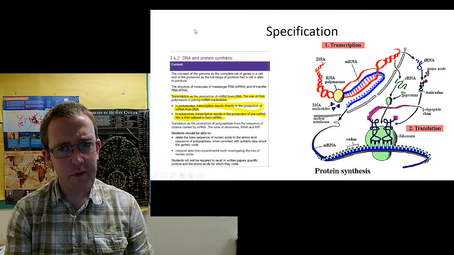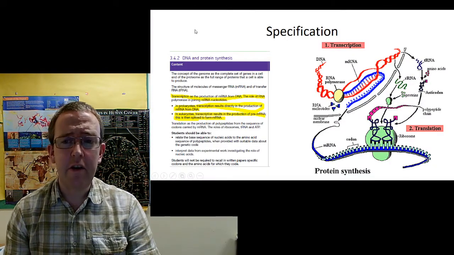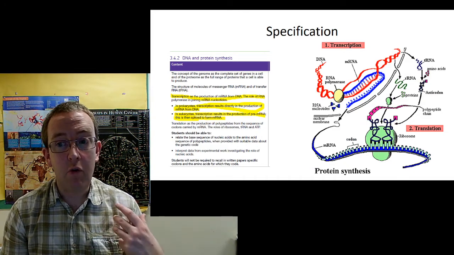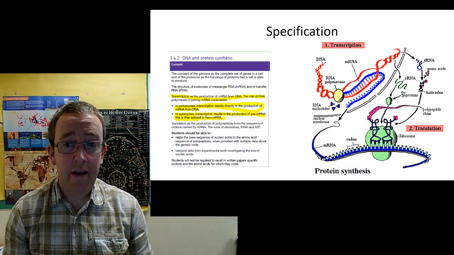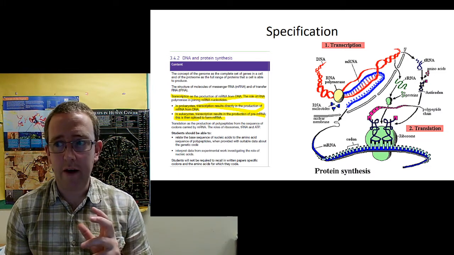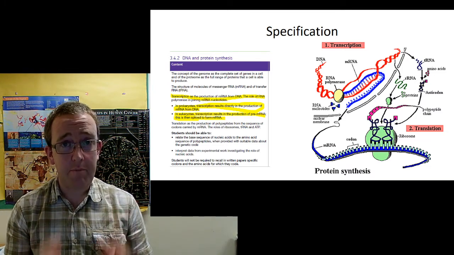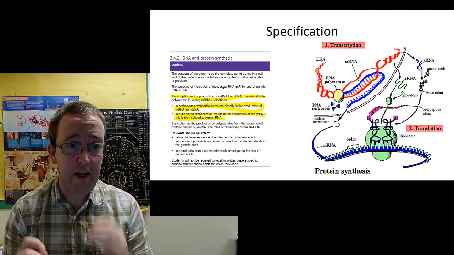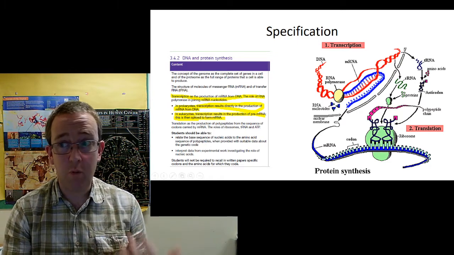Okay, so this is the bit of syllabus we're looking at here. The idea of transcription being the production of mRNA from DNA, the role of the different enzymes involved in that, and how it's different in prokaryotes and eukaryotes. Now, as we get bogged down in the detail, I want you to keep an overview in your head of what we're actually talking about.